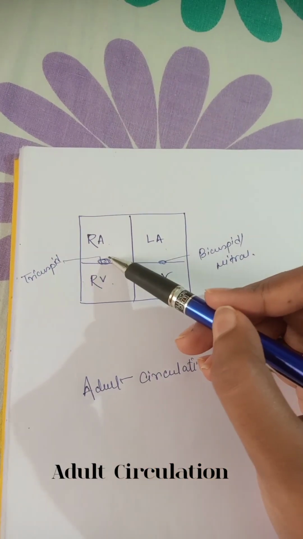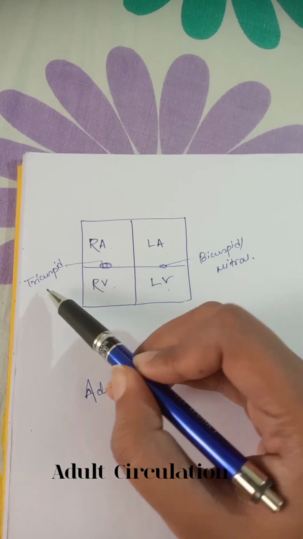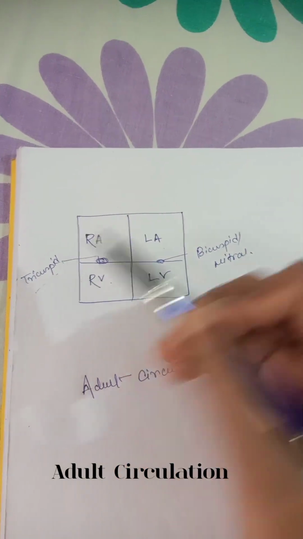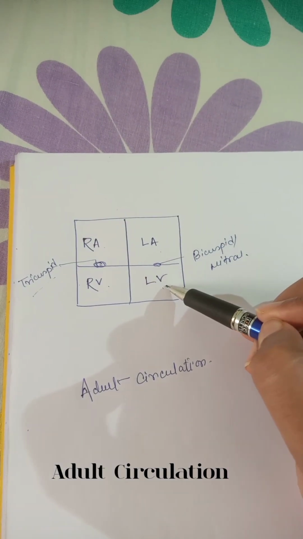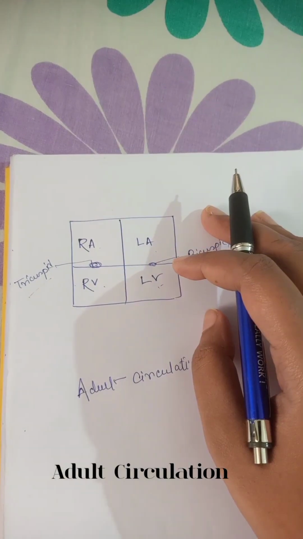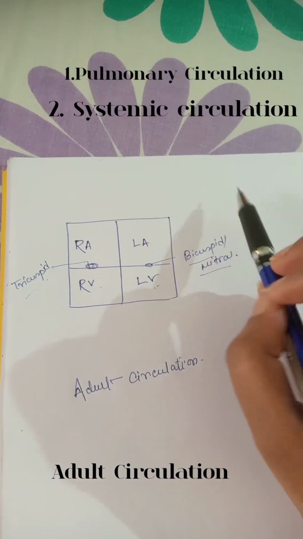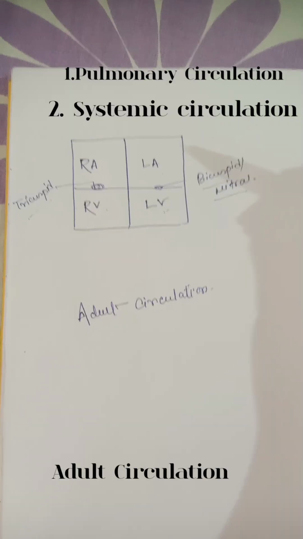So between the right atrium and right ventricle there is a valve. It is known as the tricuspid valve. And between the left atrium and left ventricle there is a valve called the bicuspid or mitral valve. We will see there are two circulations. First, pulmonary circulation, and second is systemic circulation.